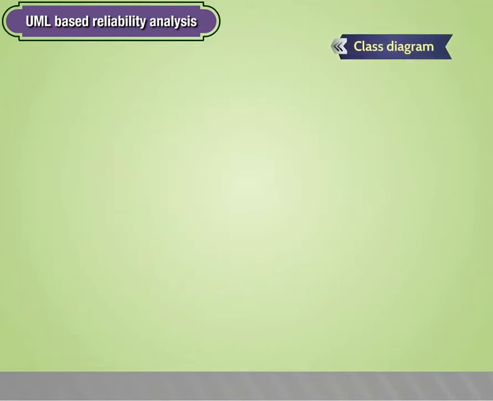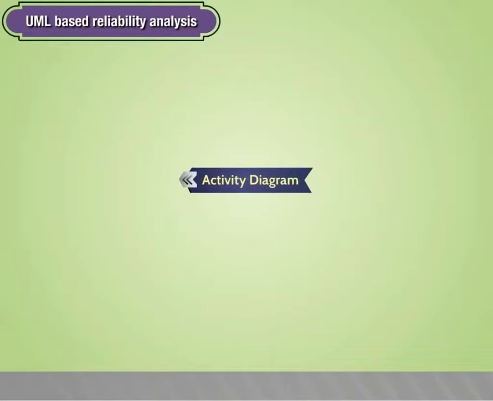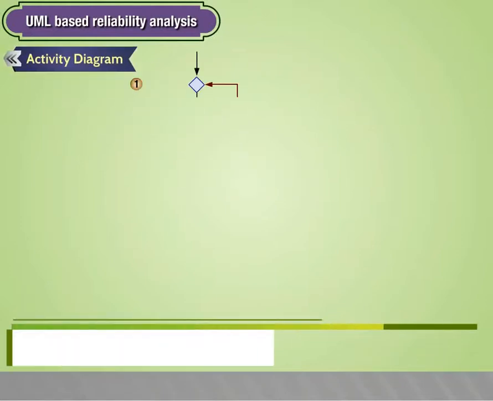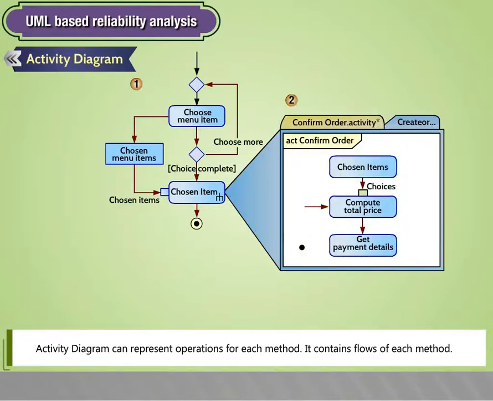Class diagram. Class diagram can represent classes, methods, and attributes. In this diagram, reliability-related attributes such as MTTR and MTTF can be described with some annotations. Activity diagram. Activity diagram can represent operations for each method. It contains flow of each method.